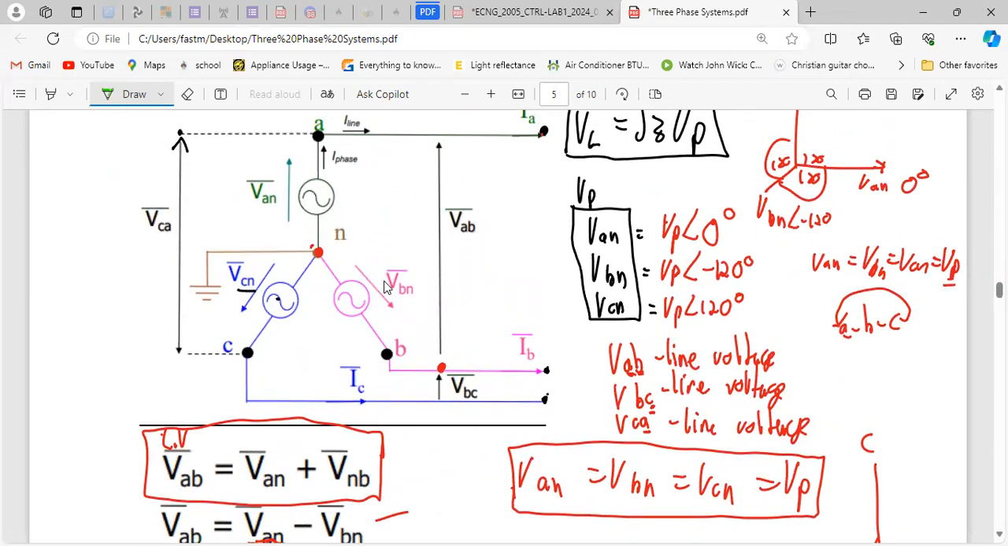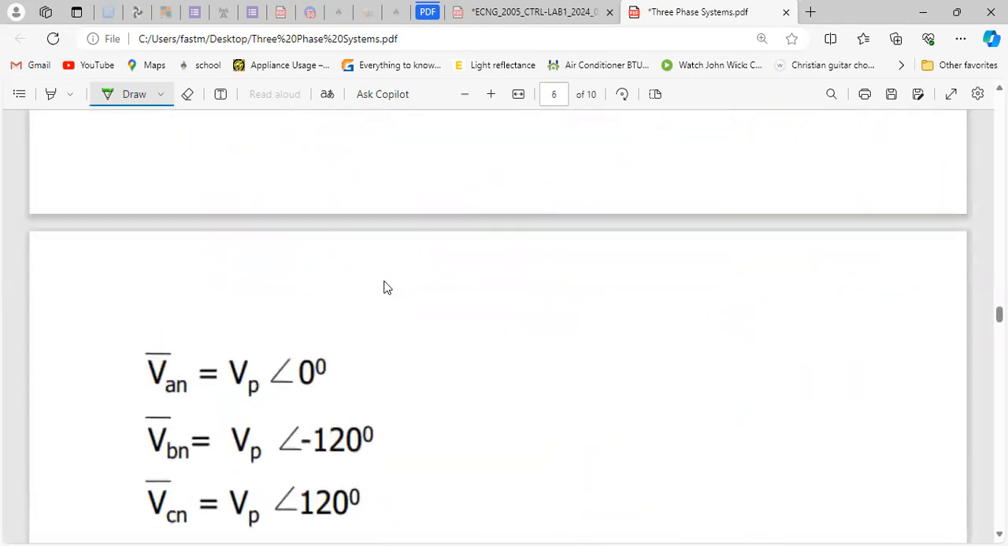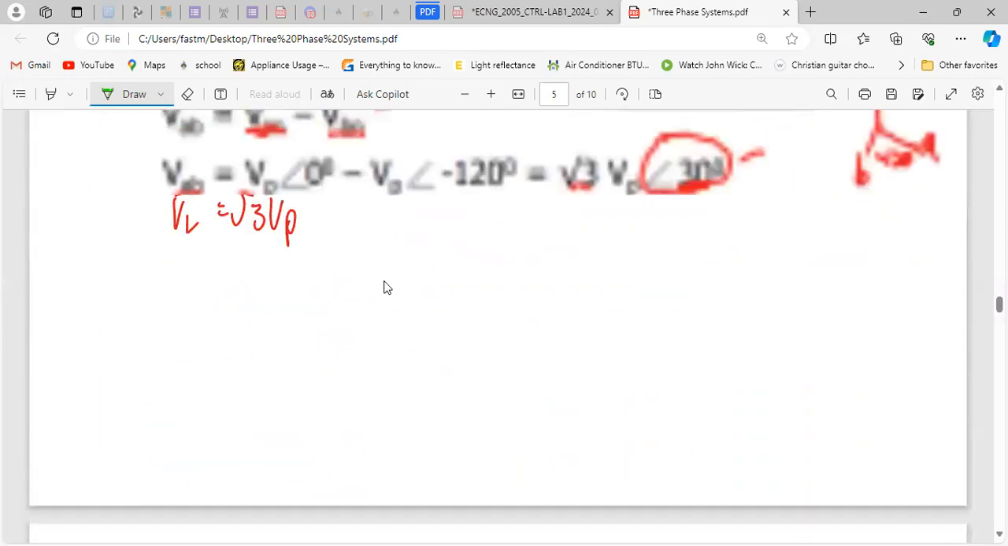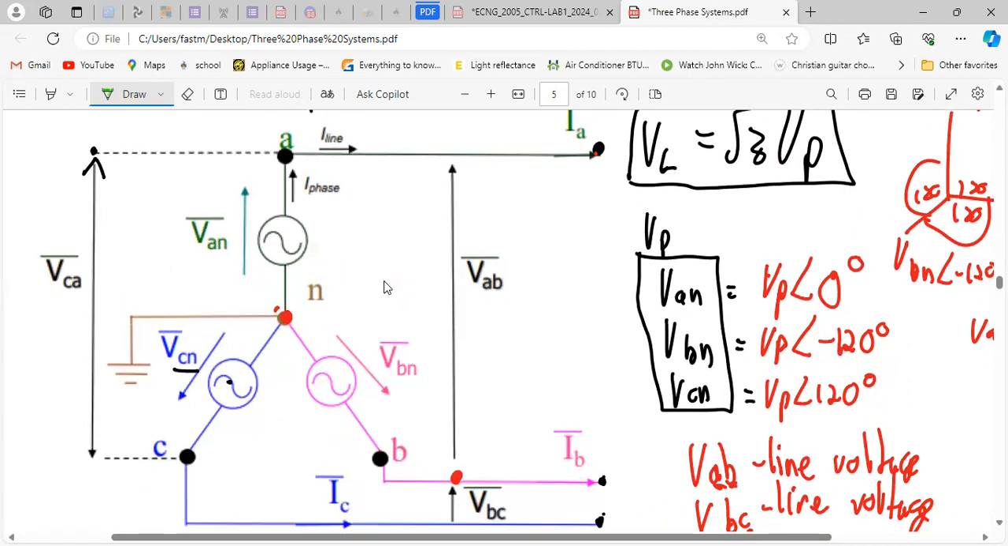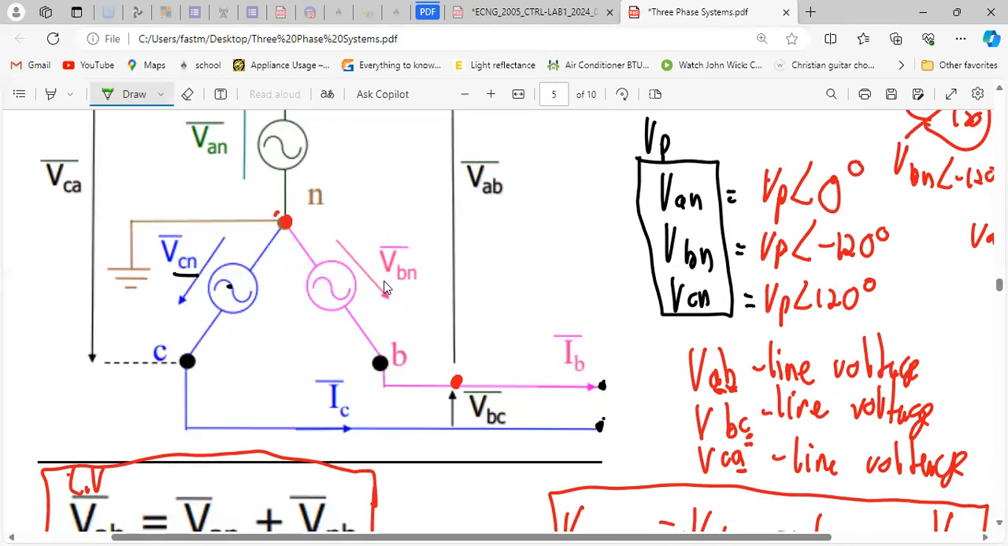Remember, going up, it'll be VCN plus VNB. That's the equation. I break it down first, but it's the same. So just looking at the equations, you have VBC here. If you look at the relationship, VAB is equal to VAN plus VNB.